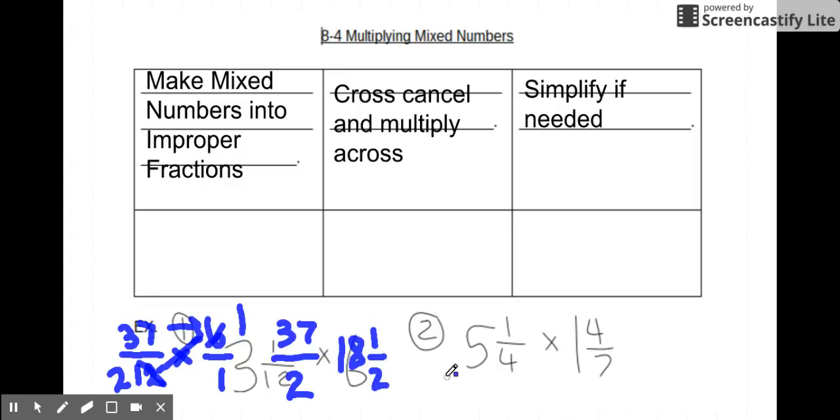Okay, 5 1/4. Changing that to an improper fraction. 5 times 4 is 20 plus 1, so 21 fourths. And then 1 4/7. So 1 times 7, 7. And then 7 plus 4 would turn it into 11 sevenths.